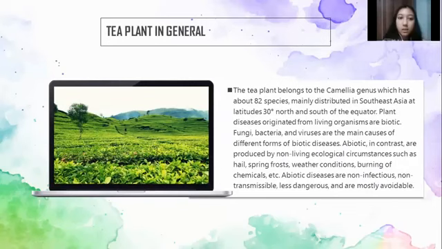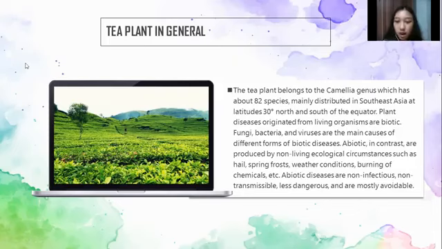Okay, the next, tea plant in general. The tea plant belongs to the Camellia genus, which has about 82 species, mainly distributed in Southeast Asia at latitudes 30 degrees north and south of the equator. Plant diseases that originate from living organisms are biotic. Fungi, bacteria, and viruses are the main causes of different forms of biotic disease.